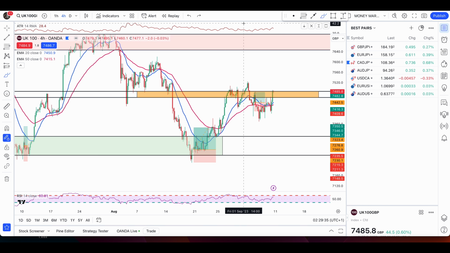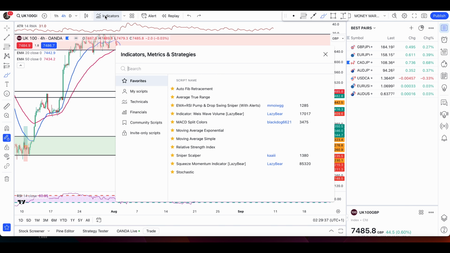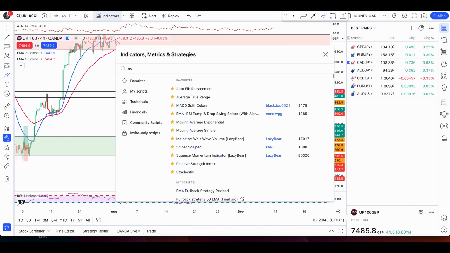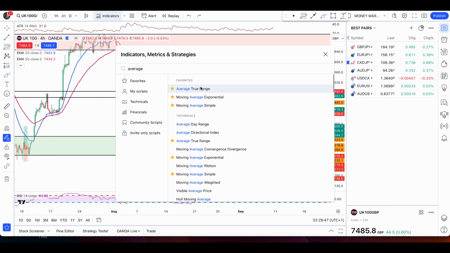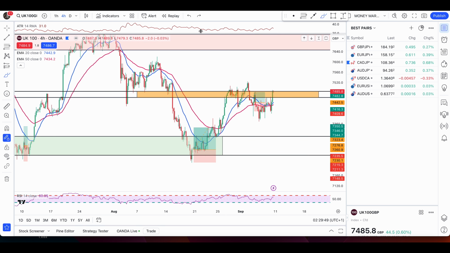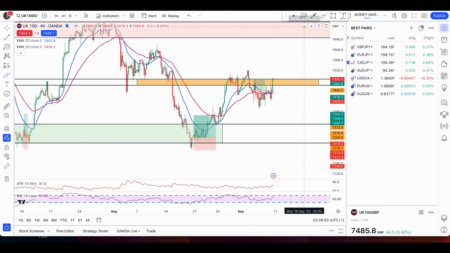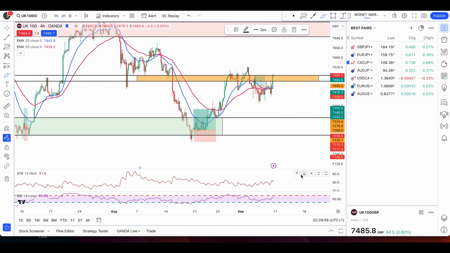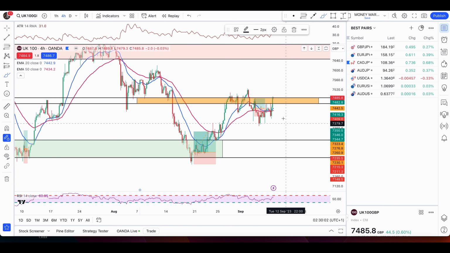Now, here on the TradingView platform, you can always go to the indicator section and just type average true range. You click on it, then you will have the indicator on your charts right there. Initially it appears at the bottom of the chart, and you can always push it towards the top of the chart like this. So you can have it on top of the chart and squeeze it according to your own liking.